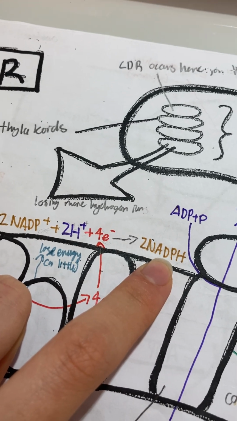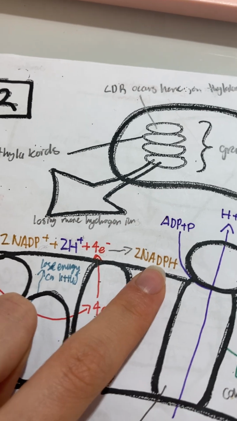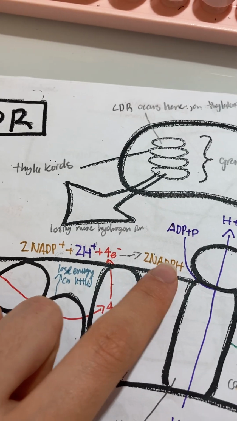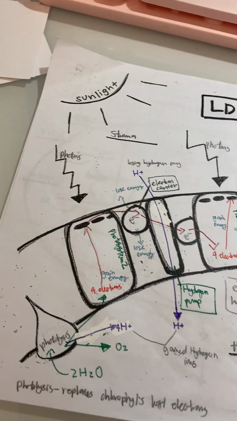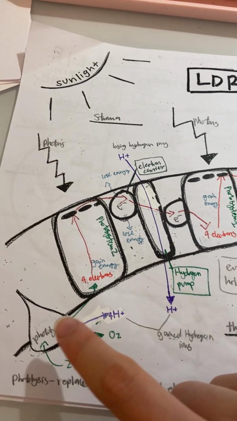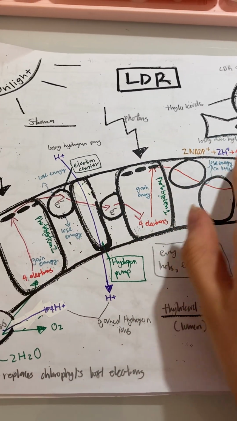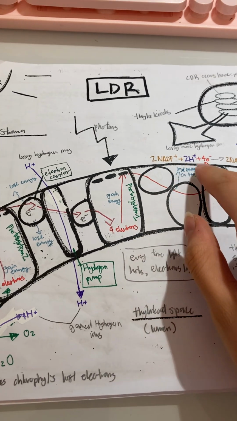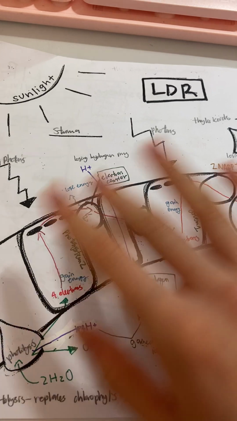NADPH is kind of like ATP because it's an energy carrier, and this will be needed in the light independent reaction. All right, so now let's go through the small details of this. Now we know how the electrons move, and that they're getting turned into NADPH, but how do we get new electrons to repeat this cycle?